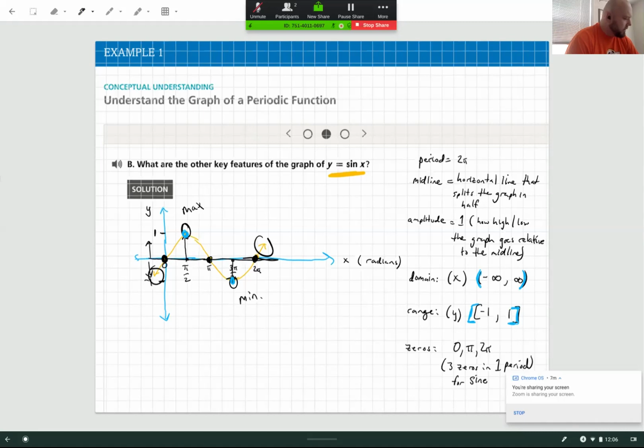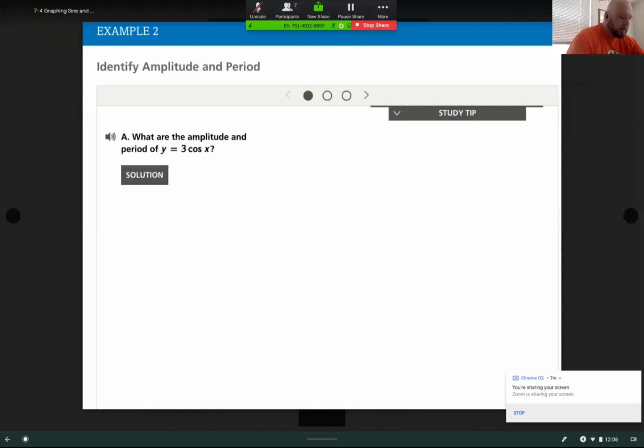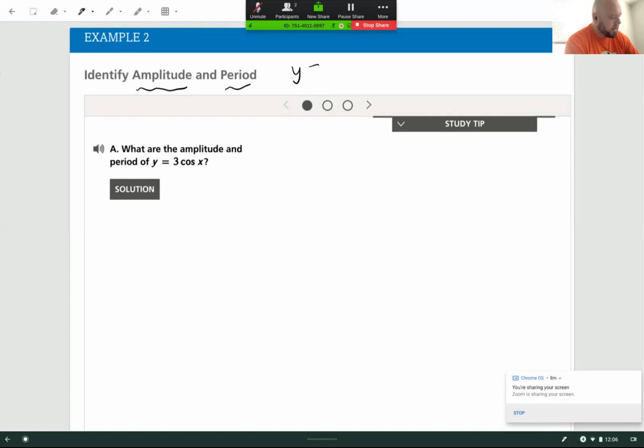All right, so let's go on now to example 2. And in example 2, we are going to identify the amplitude and the period of a function. So before we get into this question, I'm just going to give you guys a formula for working with these things in order to identify your amplitude and your period. And here's your formula. Y equals A times, this could either be sine or cosine, because those are the two functions that we're going to look at.